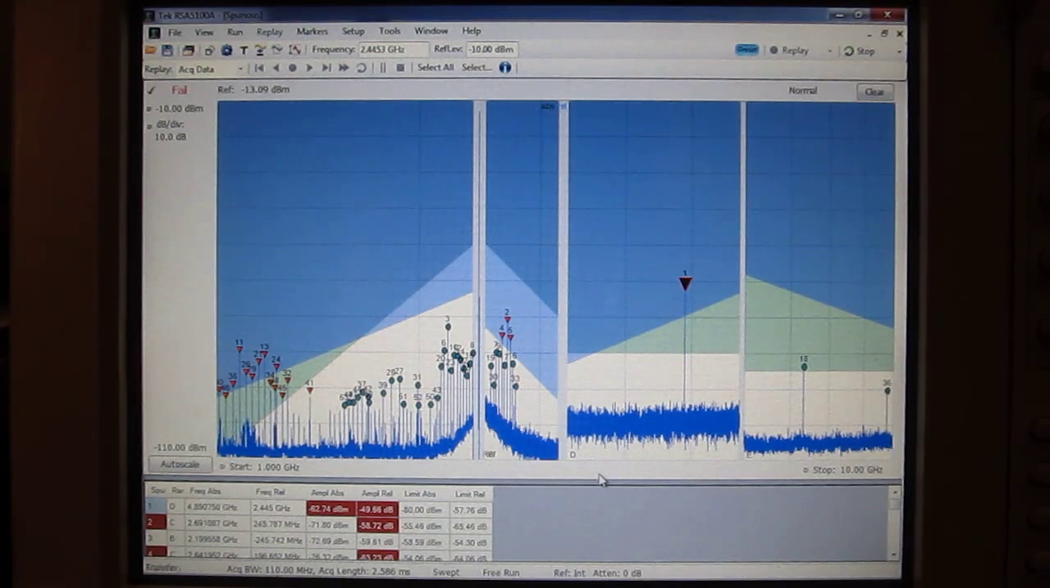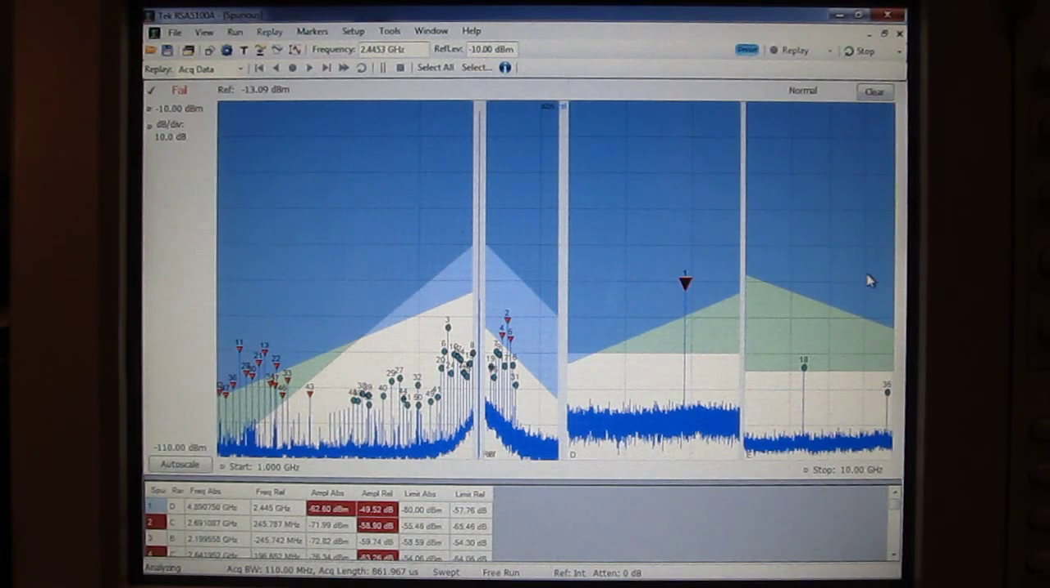We're looking at a total span here from 1 GHz to 10 GHz, broken up into several different regions. The various shaded areas on the screen are showing you the absolute or relative pass-fail thresholds that were set up for each range, and they can differ by range.